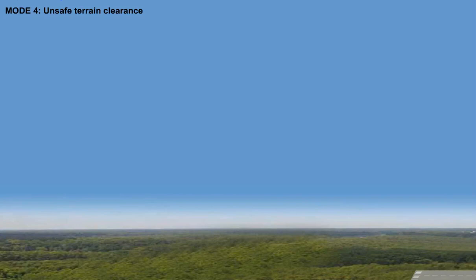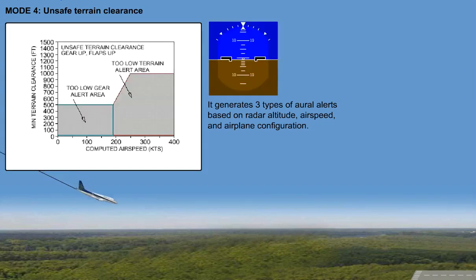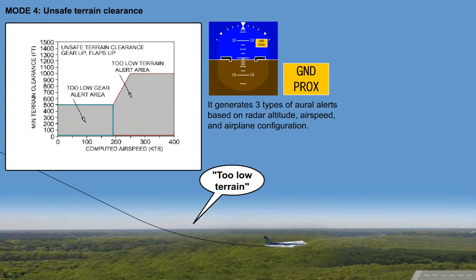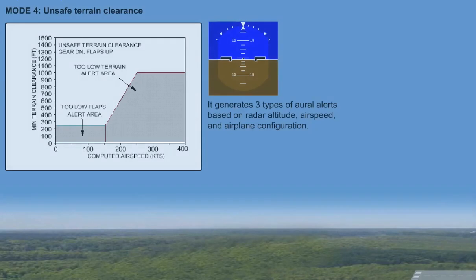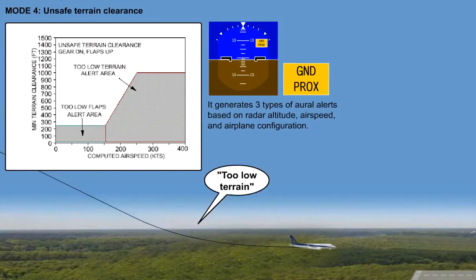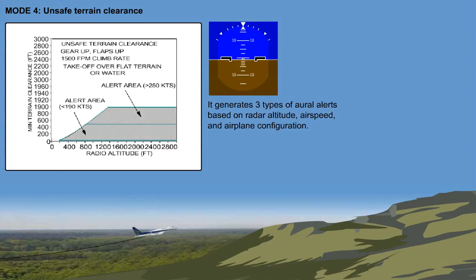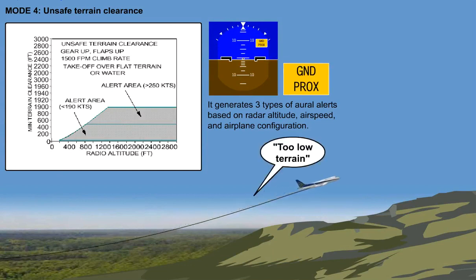Mode 4. The unsafe terrain clearance. It generates 3 types of aural alerts based on radar altitude, airspeed, and airplane configuration. Too low. Terrain. Too low. Gear. Too low. Terrain. Too low. Flaps. Too low. Terrain.